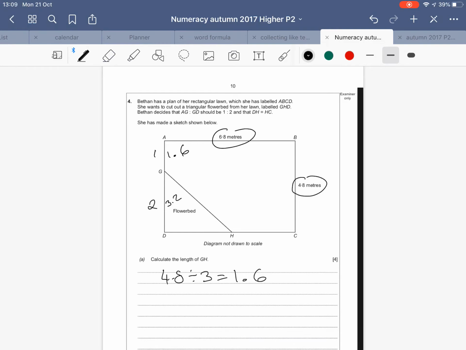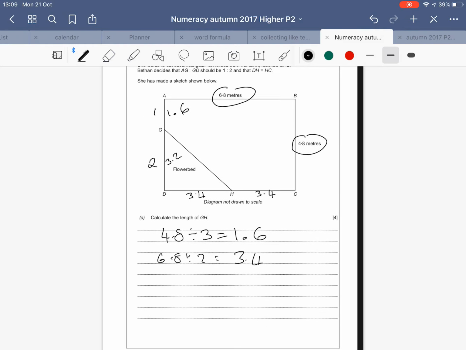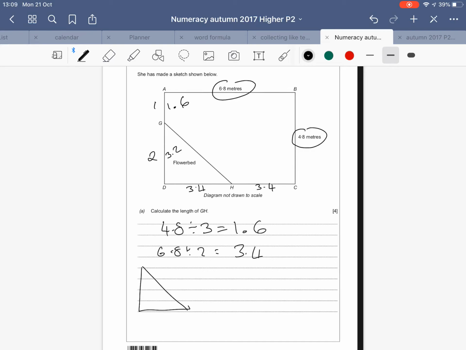If this length is 6.8, we can just half 6.8 to get 3.4. So that length is 3.4, and that length is 3.4. We can then have our triangle, which is 3.2 and 3.4. So to work out this length, I just labelled it X, you can label it GH, is 3.2 squared plus 3.4 squared, which is 21.8. Square root of 21.8 is 4.7 meters. Makes sense, it's bigger. This is the diagonal. 4.7.